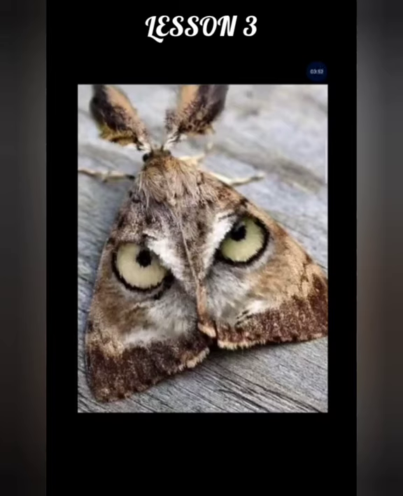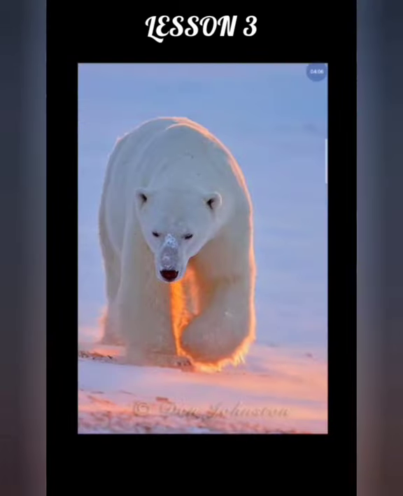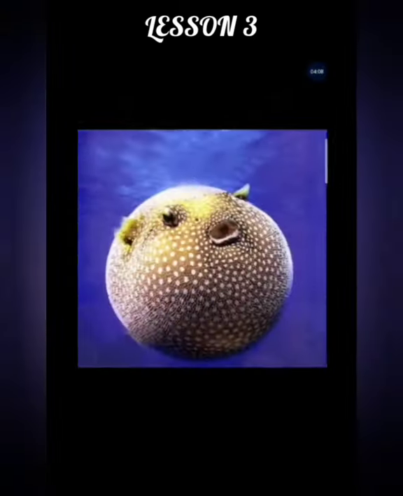Third one is stick insect. Looks like twigs so that predators cannot spot them easily. Mark against question number 1.